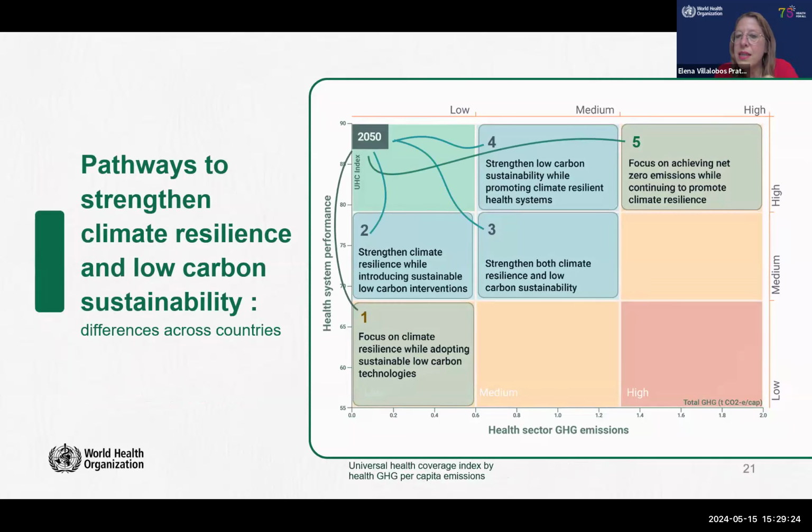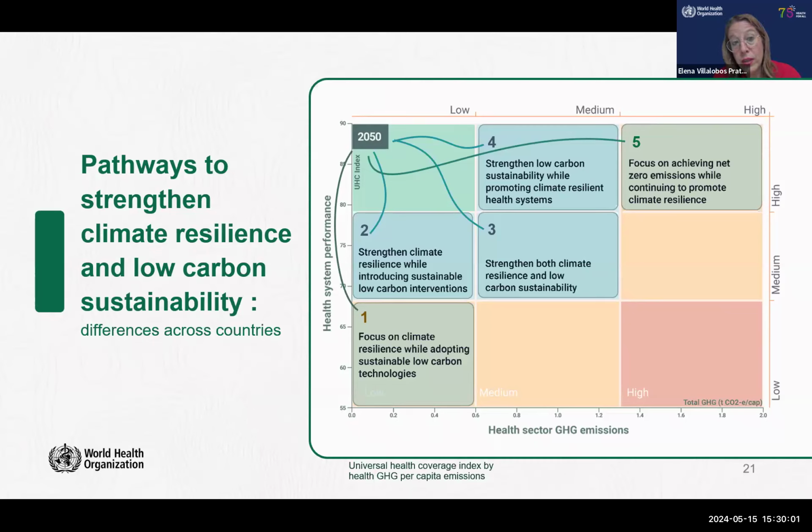Yeah. So basically, these are the different pathways. When countries are on number one, so basically they have very low performing health system and they have very low emissions, probably they will need to increase their emissions, because if they are not performing well, probably this means that they don't have even access to key environmental services like water, sanitation, waste management, energy, or even technologies that will allow them to protect or to provide the healthcare that the population needs.